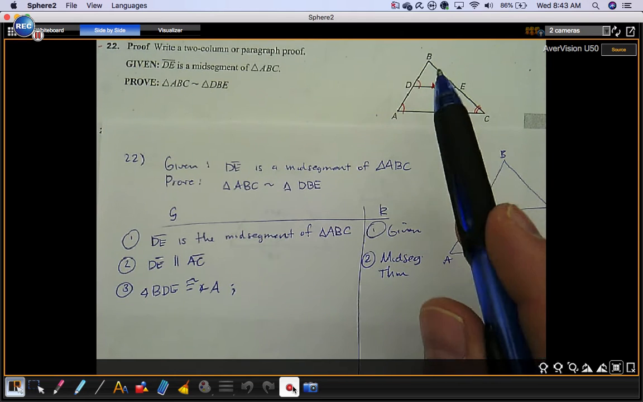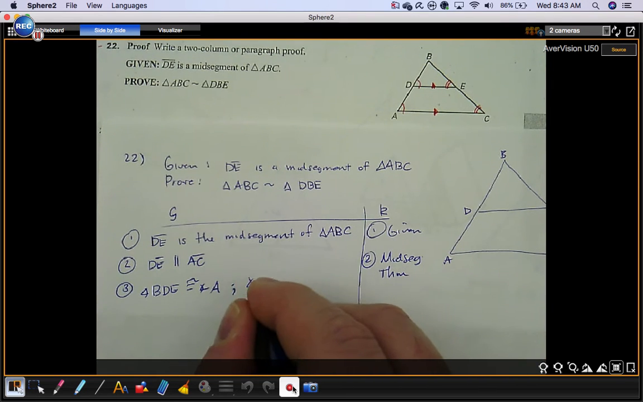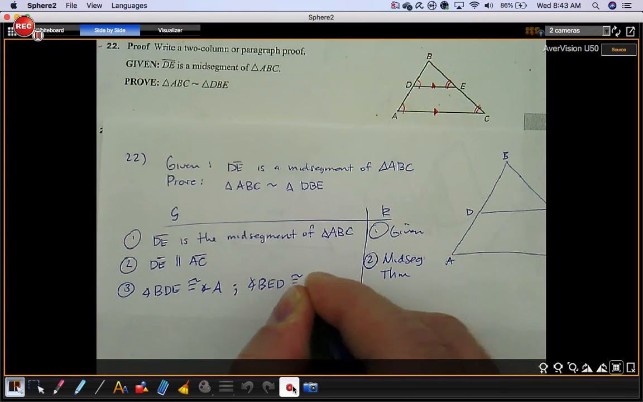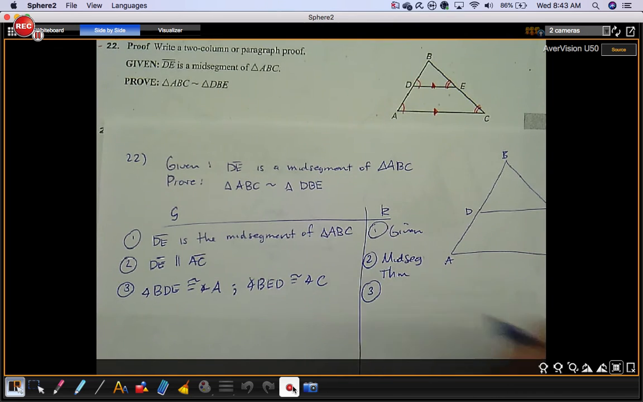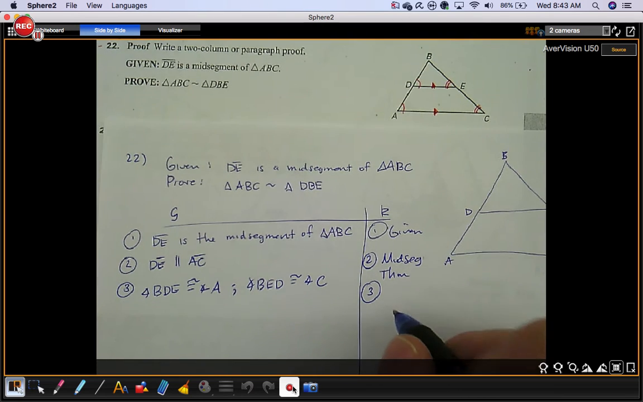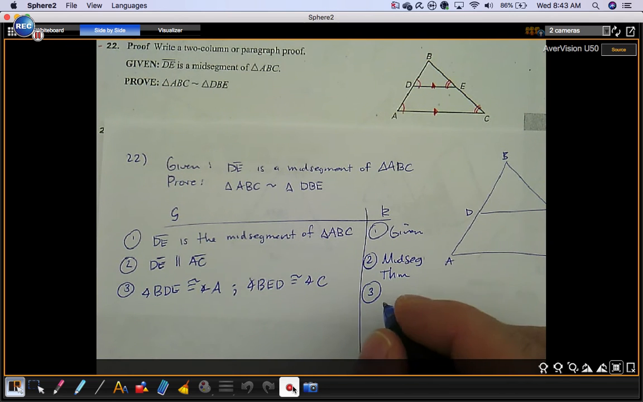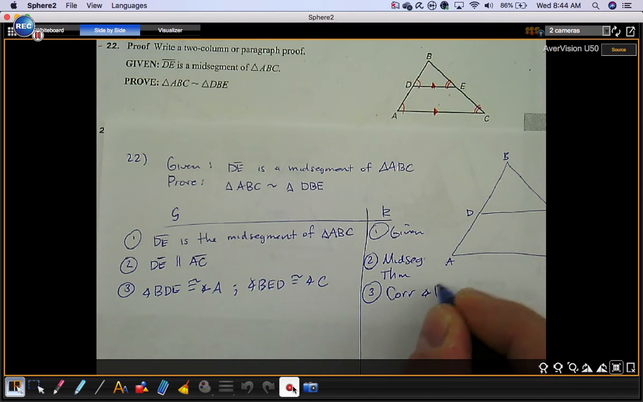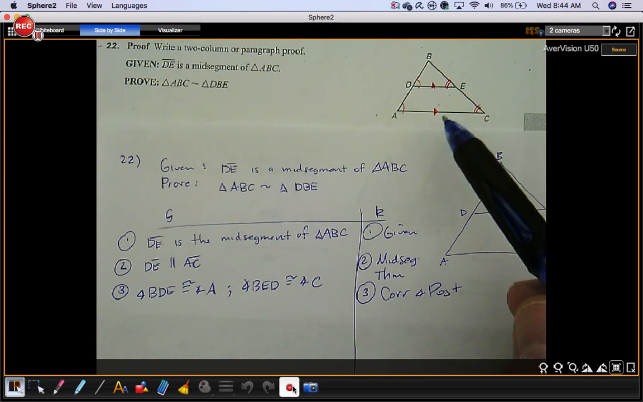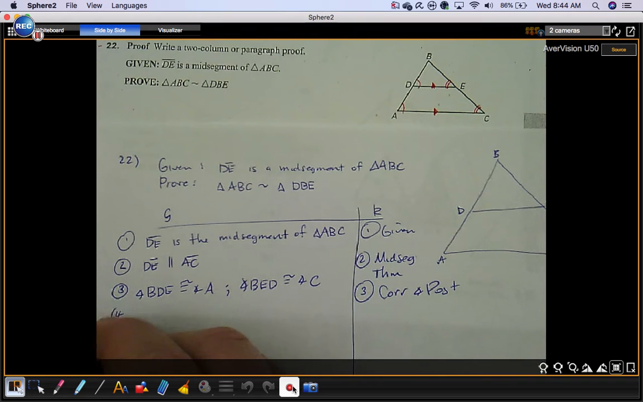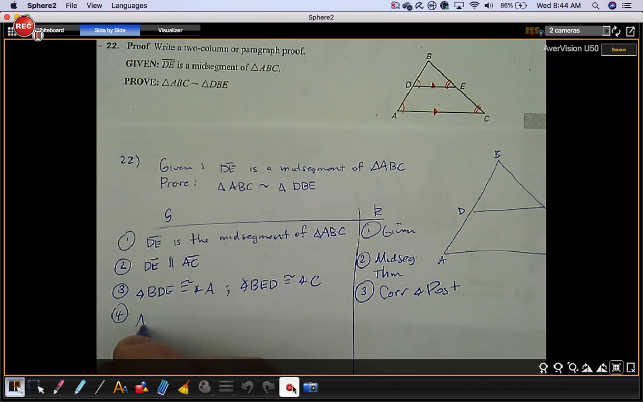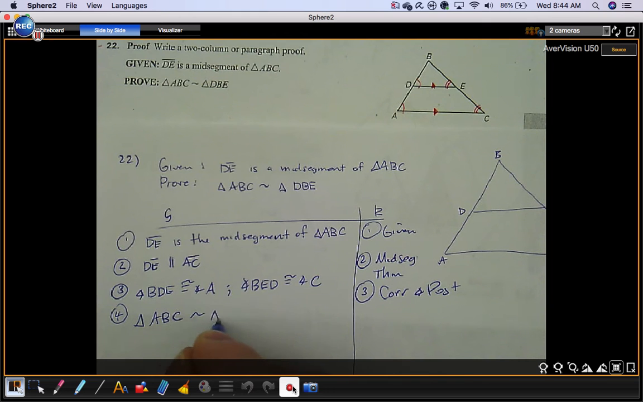angle BED is congruent to angle C. So that's the corresponding angle postulate. We have parallel lines and corresponding angles, so they're definitely congruent. Now, this is two pairs of congruent angles in a pair of triangles, so we now know that those two triangles are similar by angle-angle.